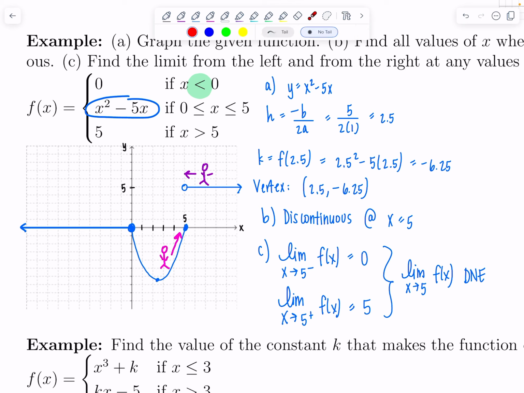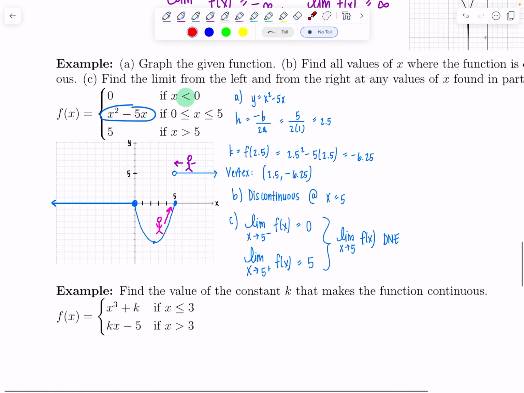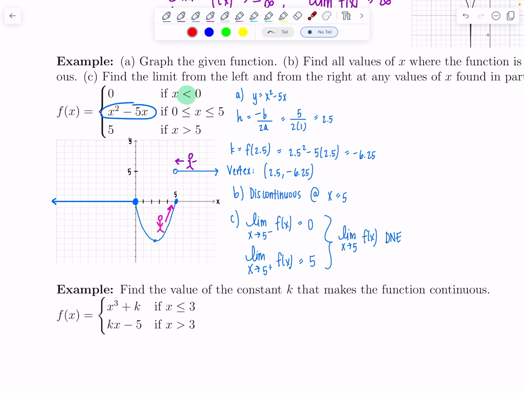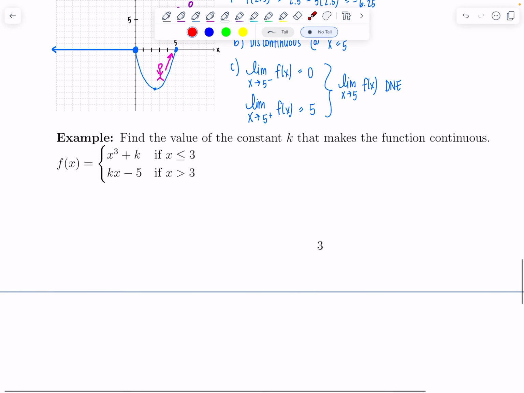So since condition 2 was not satisfied, the limit doesn't exist. It's not as simple as simply redefining or defining a point differently. Okay, very good. Last idea, find the value of the constant k that makes the function continuous. So remember, our issue here with piecewise defined functions is that the limit from the left may not equal the limit from the right, and we want the function value to equal that limit.